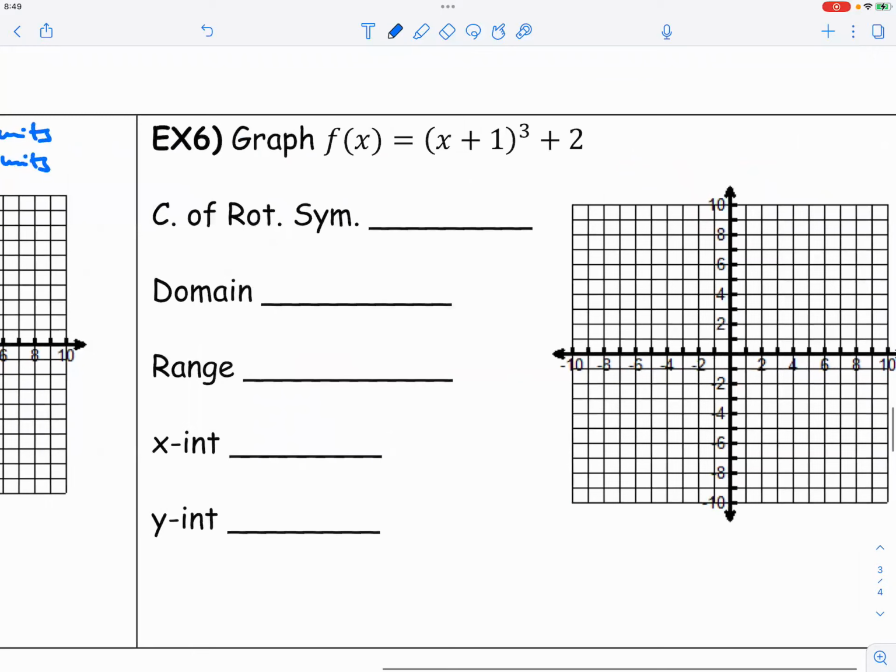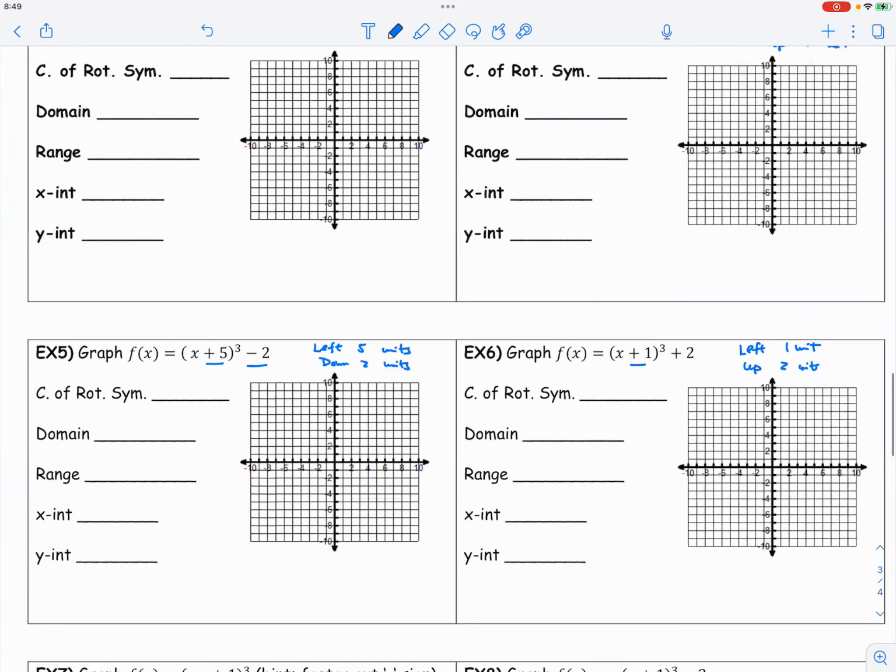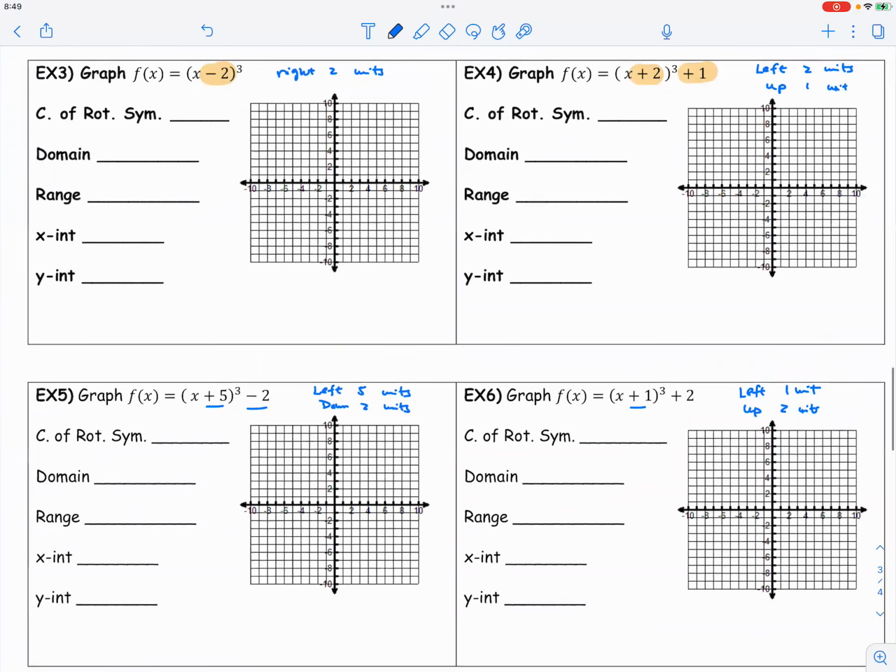And then for number 6, this plus 1 means left 1 unit. And then the plus 2 means up 2 units. All right. So now we'll go ahead and draw the graphs.